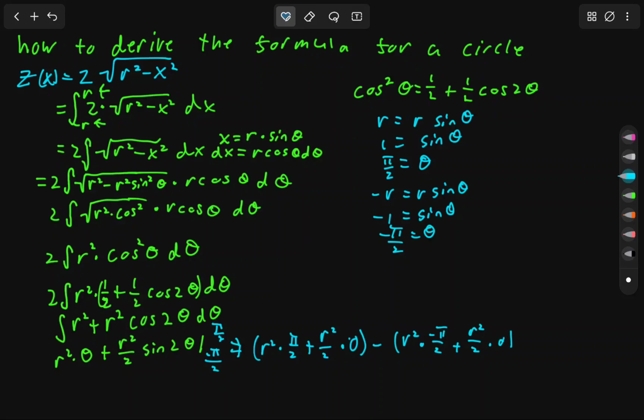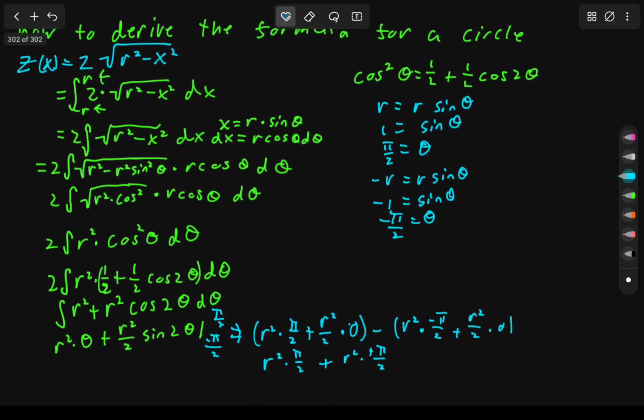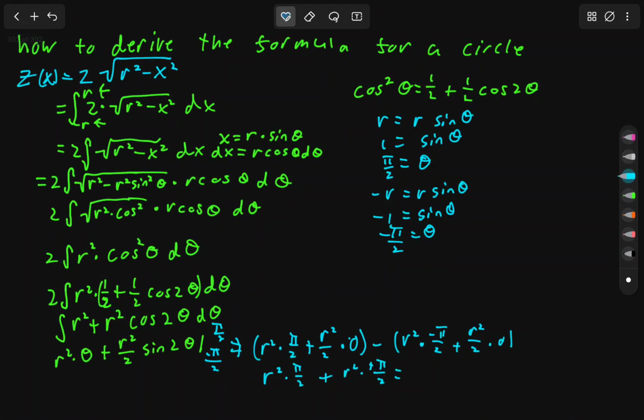So what I'm really going to get here is r squared times pi over 2 minus r squared times negative pi over 2. This negative and this negative are going to make positives. So we get r squared, and then the 2 pi's are just going to become pi, or pi times r squared, the formula for the area of a circle.